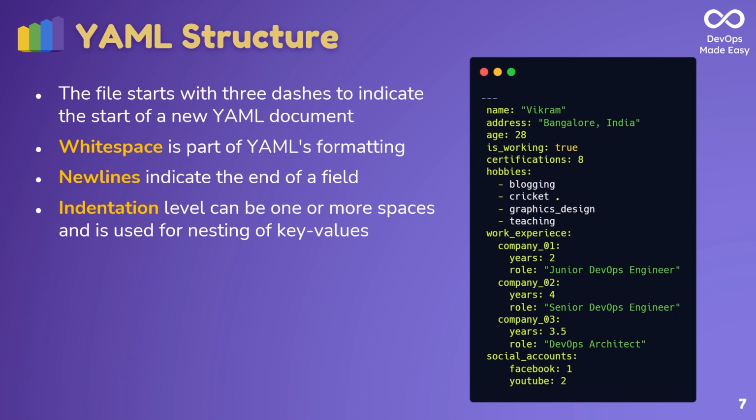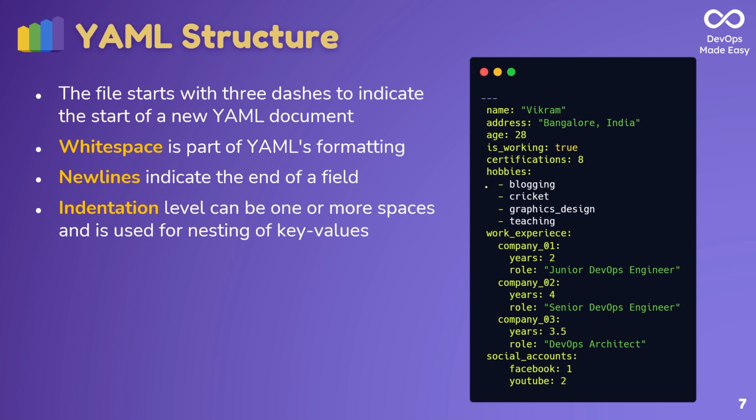So this is the YAML structure again. The file starts with three dashes. This is optional. It doesn't have to start with three dashes, but this is the convention. Every YAML document starts with three dashes. And white space is a part of YAML formatting.